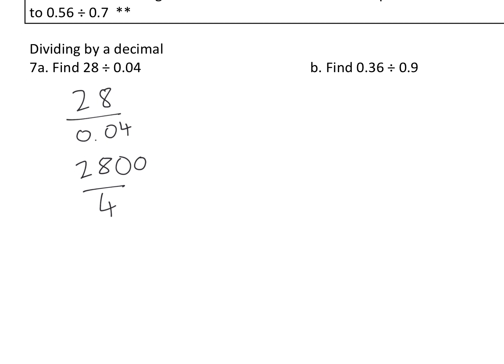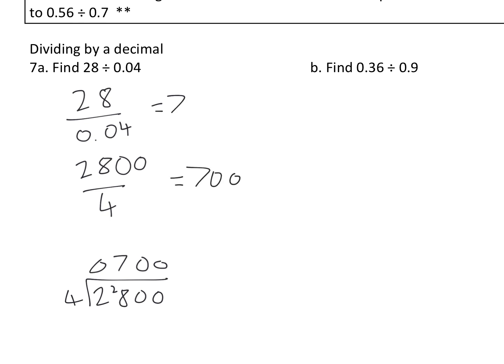You might want to do that at the bottom, or you might be able to do that in your head. 4 doesn't go into 2, so you carry it over, and 4 goes into 28 7 times, and then 0 is left over. So your final answer is 700. For both calculations, you don't need to write out equals both times, but just to emphasize, if the answer to this is 700, the answer to this question is also 700.